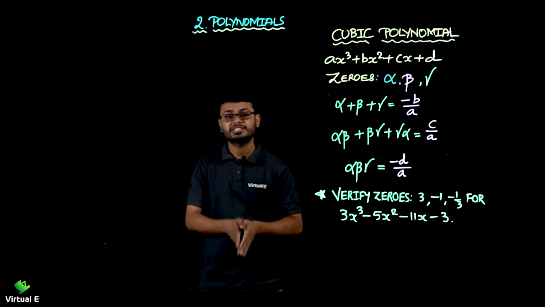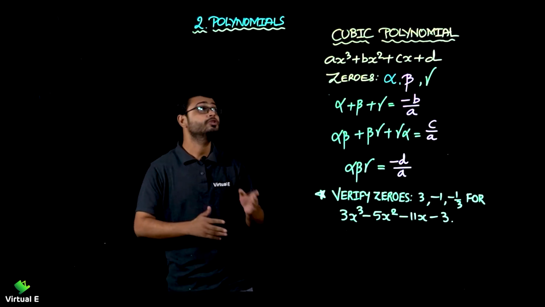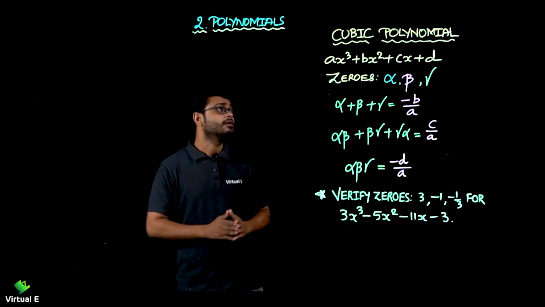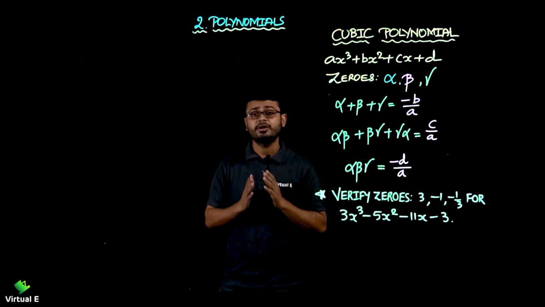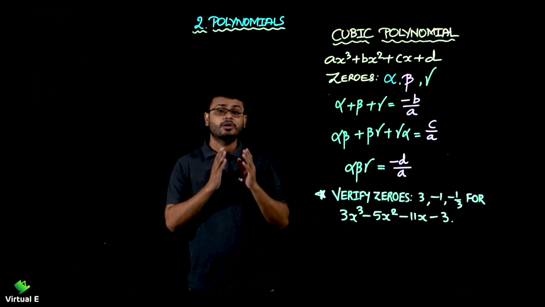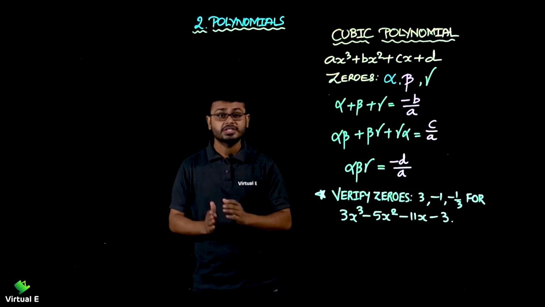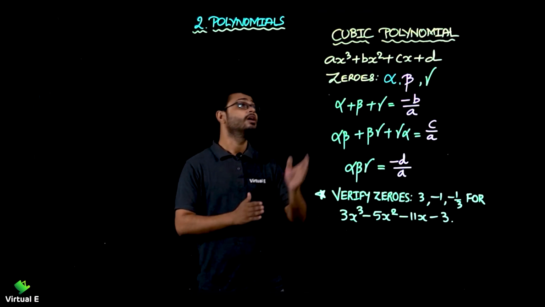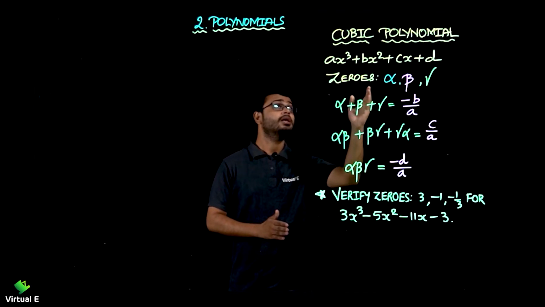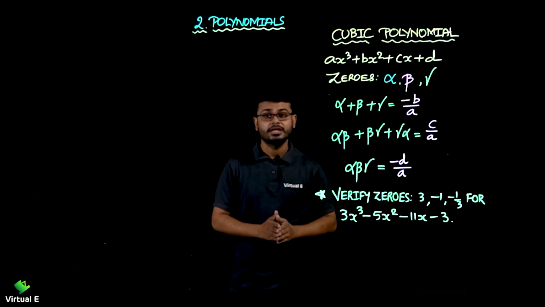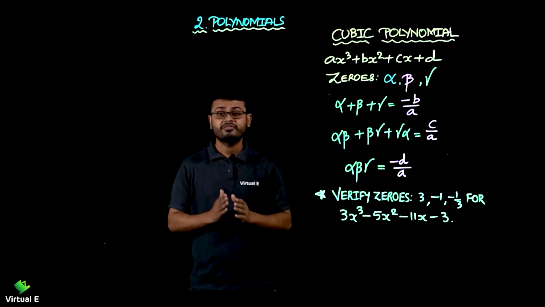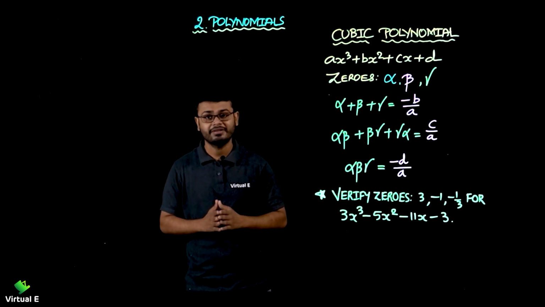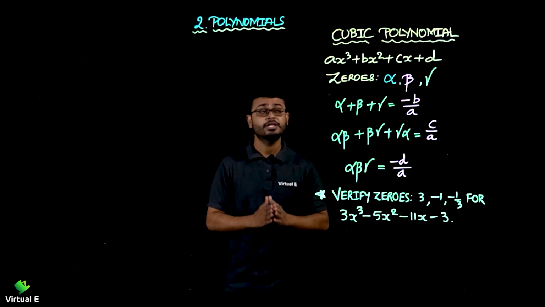We are going to discuss the last topic of this chapter, which is cubic polynomial and zeros. We discussed the relation of coefficients of a quadratic polynomial with zeros. In this session, we are going to discuss the relationship of zeros of a cubic polynomial with its coefficients. Remember, this topic is not from the examination viewpoint, but it can come in any kind of competitive exam. So let's start with the topic.